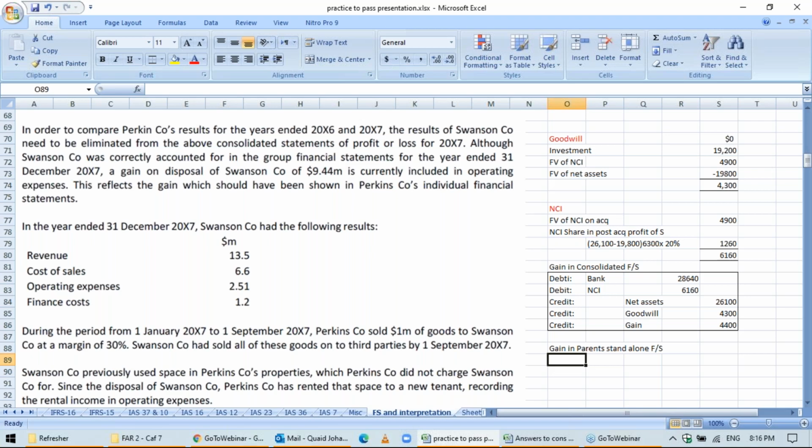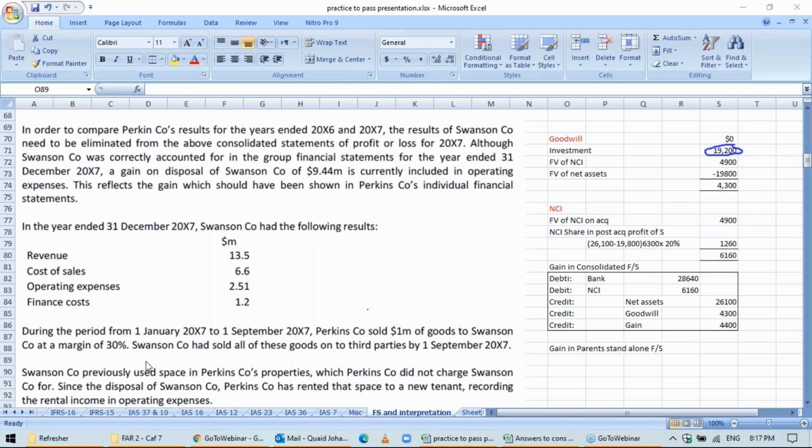And at what amount did they make the investment at the time of acquisition? At the time of acquisition, they purchased the shares for 19,200. This was the amount of investment. So now, if you assume that you are making the financial statements on a standalone basis of the parent company, the Perkins company, the investment will be reported there at 19.2 million, and now they sell the shares for 28,640. So what will be the gain in the standalone financial statements?